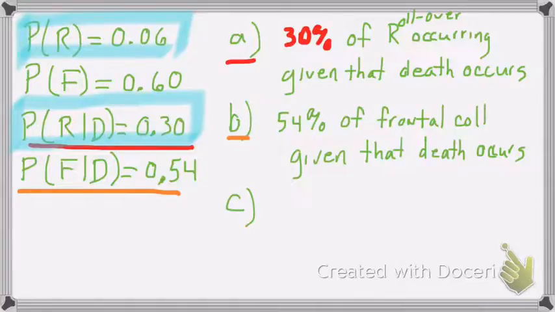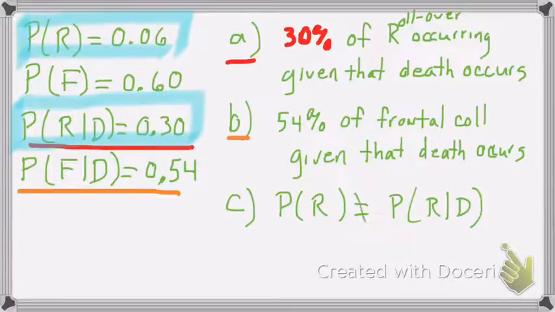On this one, the probability of a rollover given that a death occurs says that 30% of fatal accidents involve a rollover. Therefore, I would say that these events are not independent, because to be independent, the probability of R would have to be equal to the probability of R given D. In this case they are not independent because these are not equal. Anytime these two are not equal, adding the given information makes the probabilities not equal. That means they are not independent.